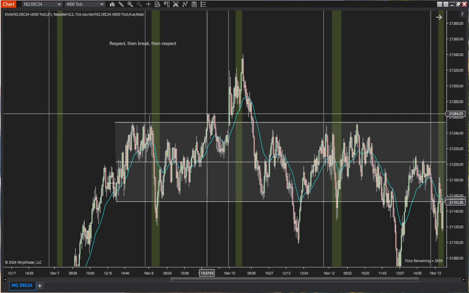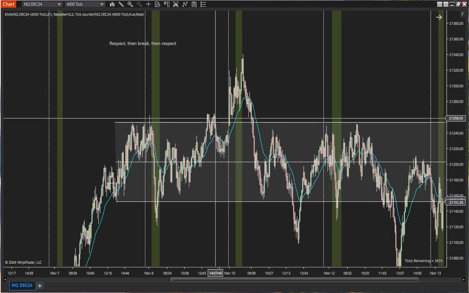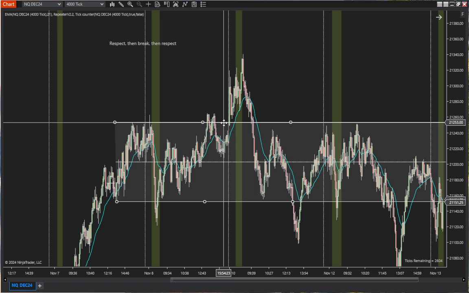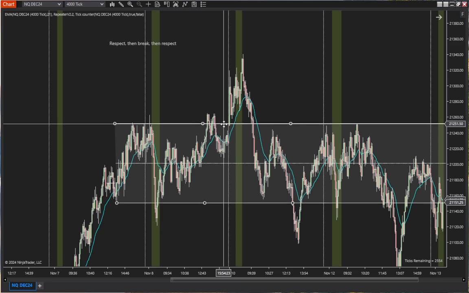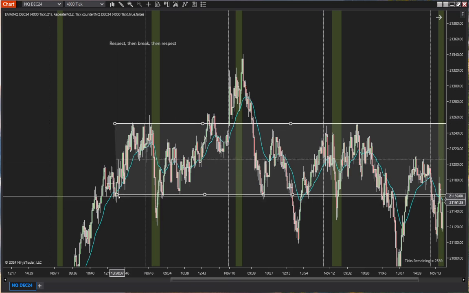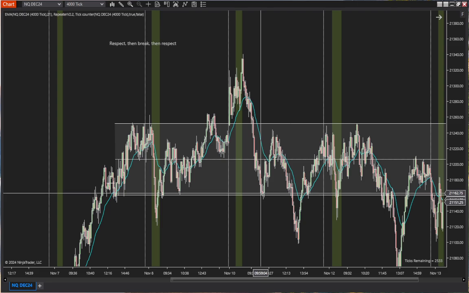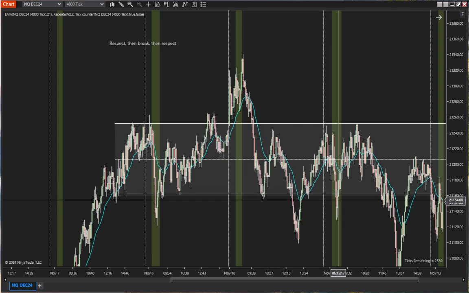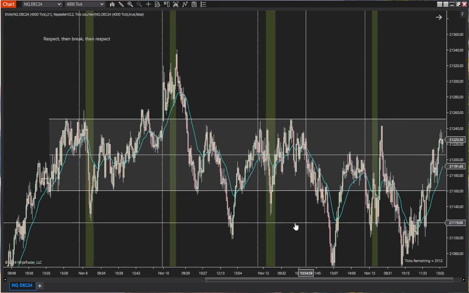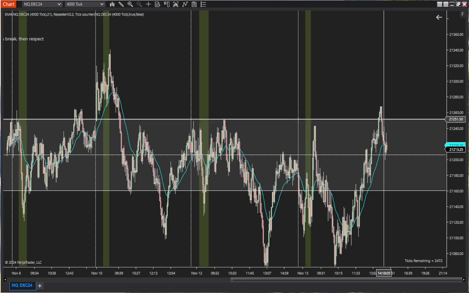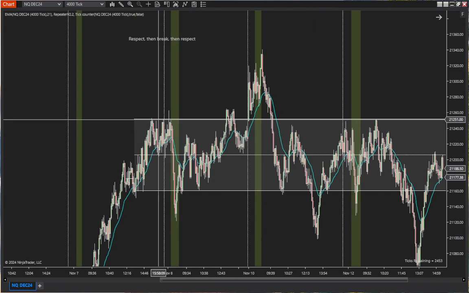Because look at the break up, break in, try to break out, and then fail. I do like that. The original way I had that, right around there. Now the bottom, I like it right around there. Because I like the wicks, and every time we break out, we come back in. And then as you can see, we broke back into the range there. So that's kind of what I do, right?